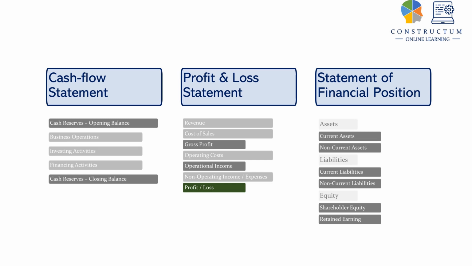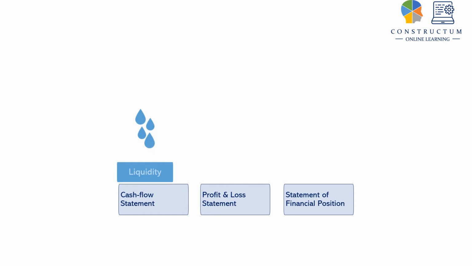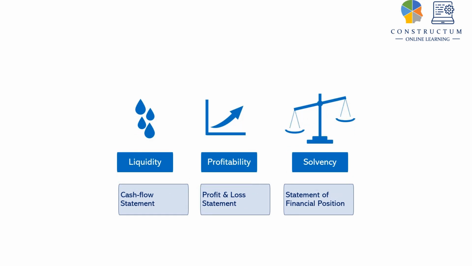As a competent business manager, you must understand what the information reflected in your financial statements say about the health of your business, and you must understand what actions you need to take to improve the financial results of your business. In this course, I will introduce you to the three most commonly used financial statements: the cash flow statement, the profit and loss statement, and the statement of financial position. Then we will consider the information contained in the financial statements and how you can interpret those results. We will consider three categories of financial results, namely liquidity, profitability, and solvency.